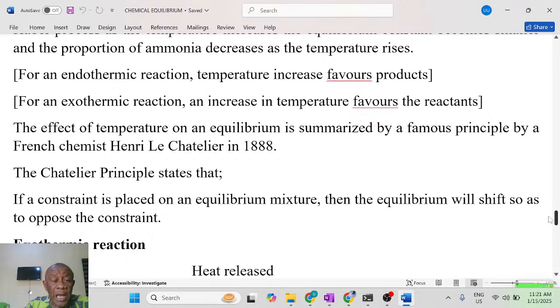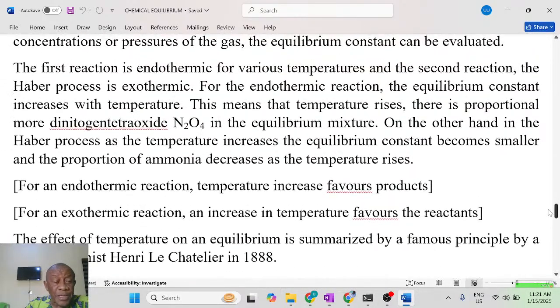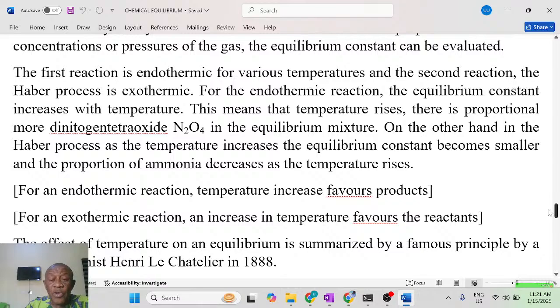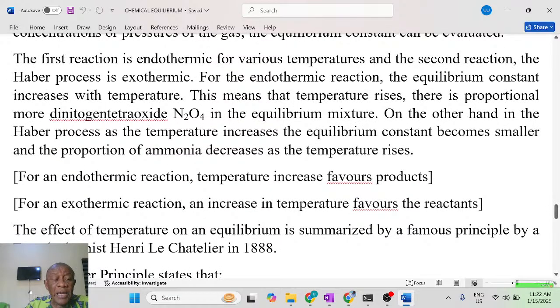On the other hand, in the Haber process, it is an exothermic reaction. So we see that under that situation, as the temperature increases, the equilibrium constant becomes smaller and smaller, and the proportion of ammonia decreases as the temperature rises. That is for the exothermic reaction. For the endothermic reaction, temperature increasing favors the product. More products are formed.